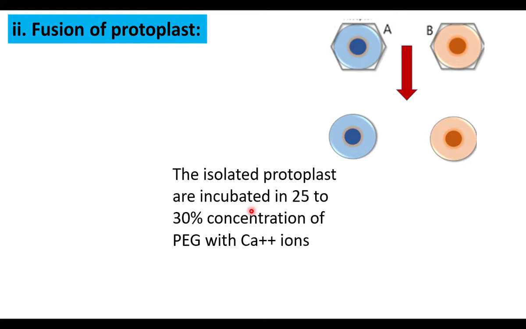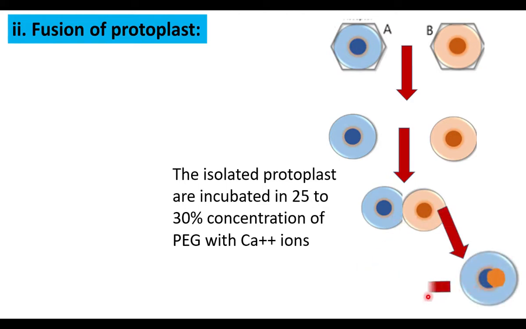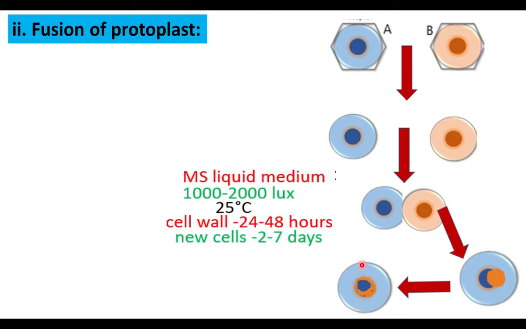Isolated protoplasts are incubated in 25 to 30% concentration of PEG, that is polyethylene glycol. The polyethylene glycol acts as a fusogenic agent. It causes fusion of protoplast in the presence of calcium ions. Protoplast fusion takes place, followed by the fusion of the nuclei. Nuclei fusion. Then the protoplast after the fusion of nuclei is incubated in MS medium with light intensity 1000 to 2000 lux.